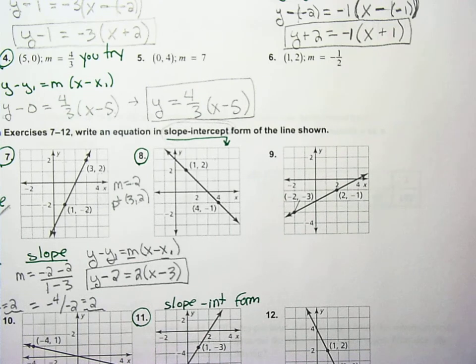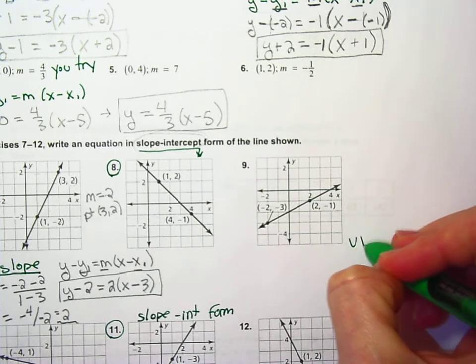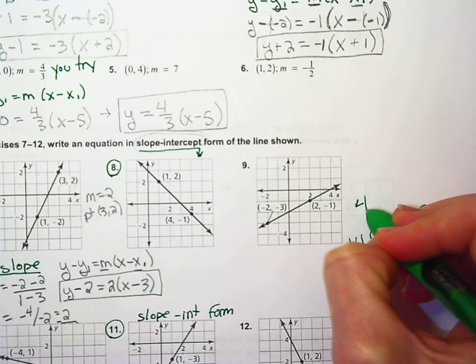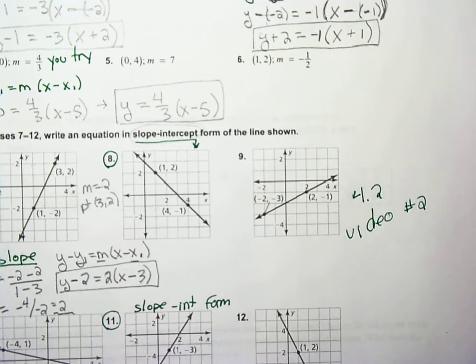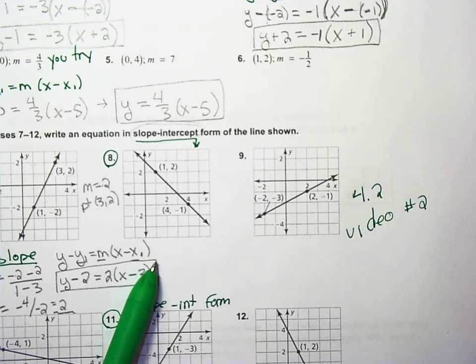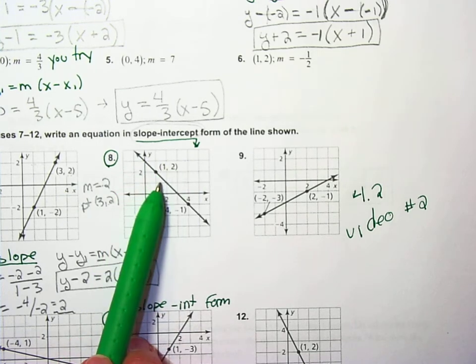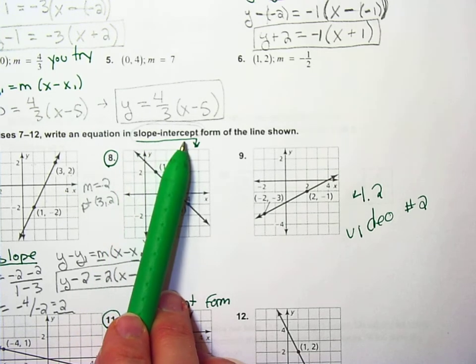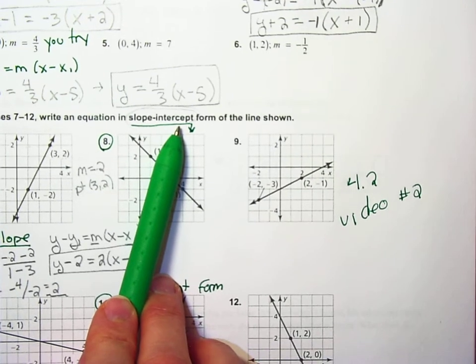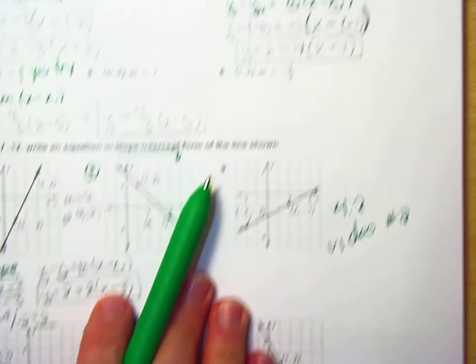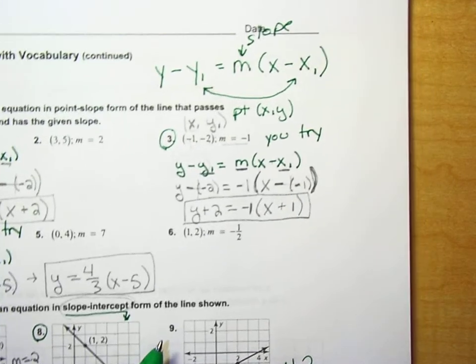Okay, this is, I'll write it right here, video number 2 for section 4.2. So we left off on number 8, and on number 8 we're writing the equation of the line, and we want our final answer to be in slope-intercept form. So we're going to start with point slope, and then we're going to do some algebra to get it in slope-intercept form. So just a little review.